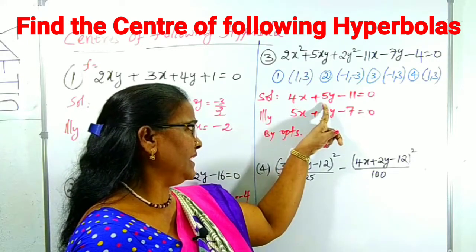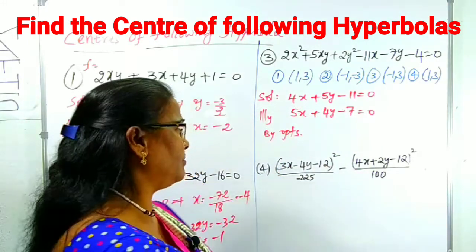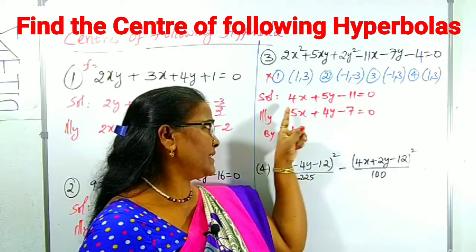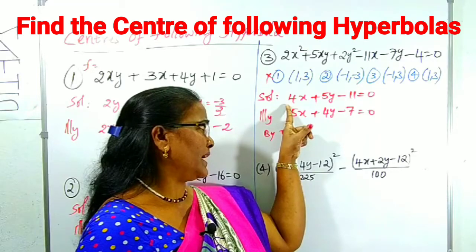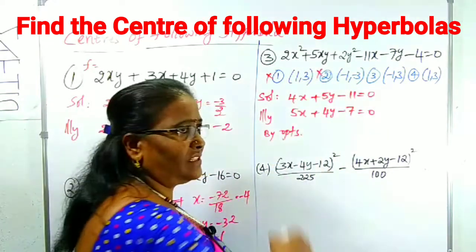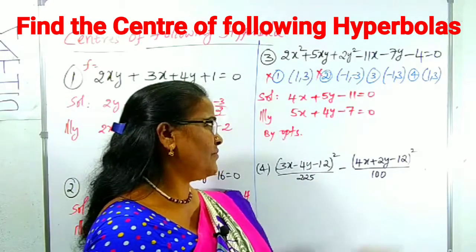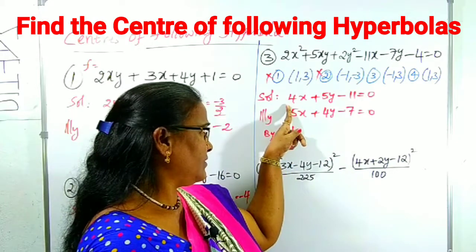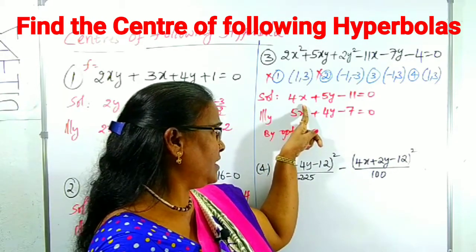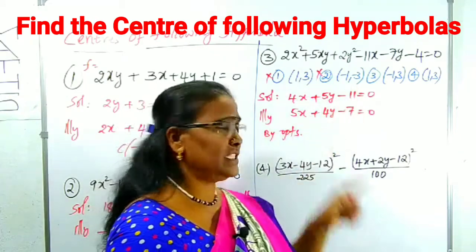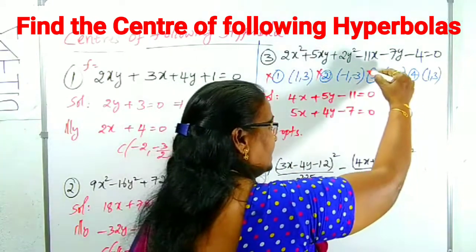4 plus 5, 9, minus 11 is not at all 0. Means, it is not the correct option. Second option, minus 1, minus 3: 4 into minus 1, minus 4, with minus 15, minus 11. It is also not 0. So, it will be gone, right? What about the third option? Minus 1, 3. 4 into minus 1 is minus 4. Minus 4, minus 11 is minus 15. 5 into 3 is plus 15. Yes, it will be correct.